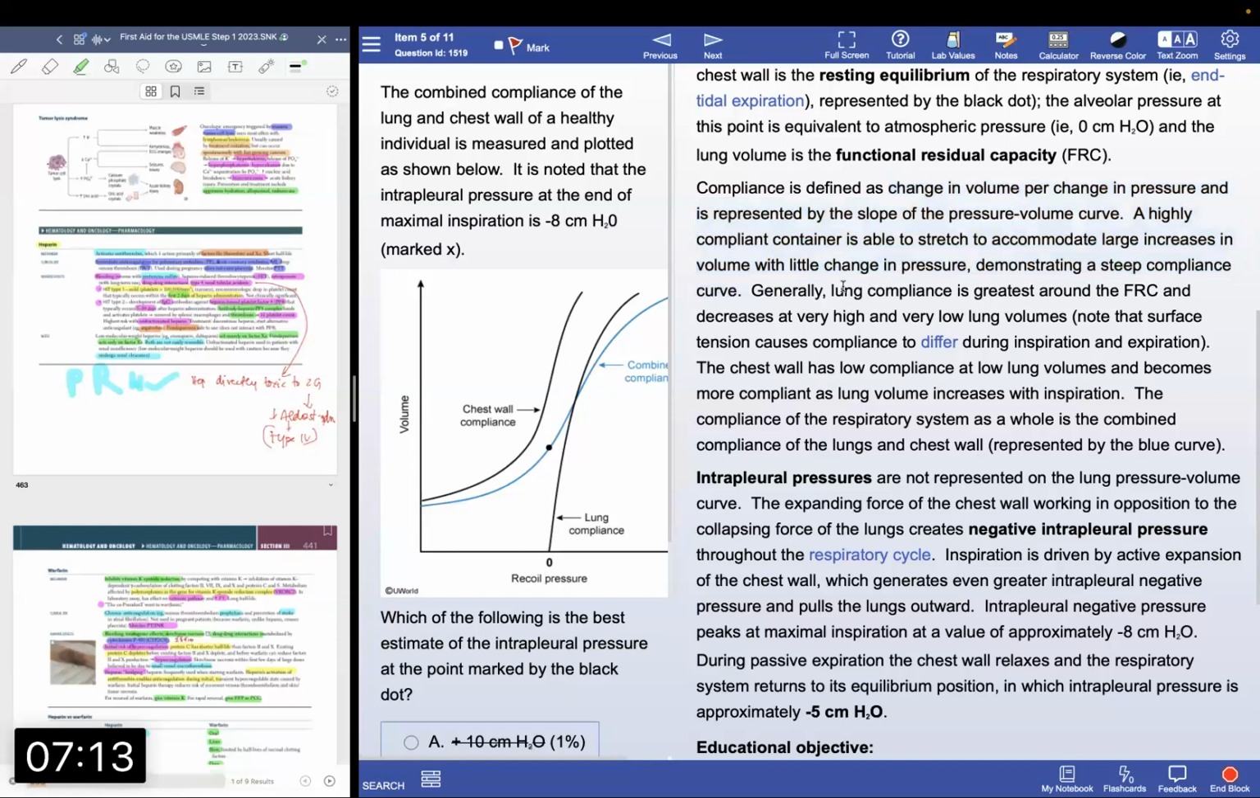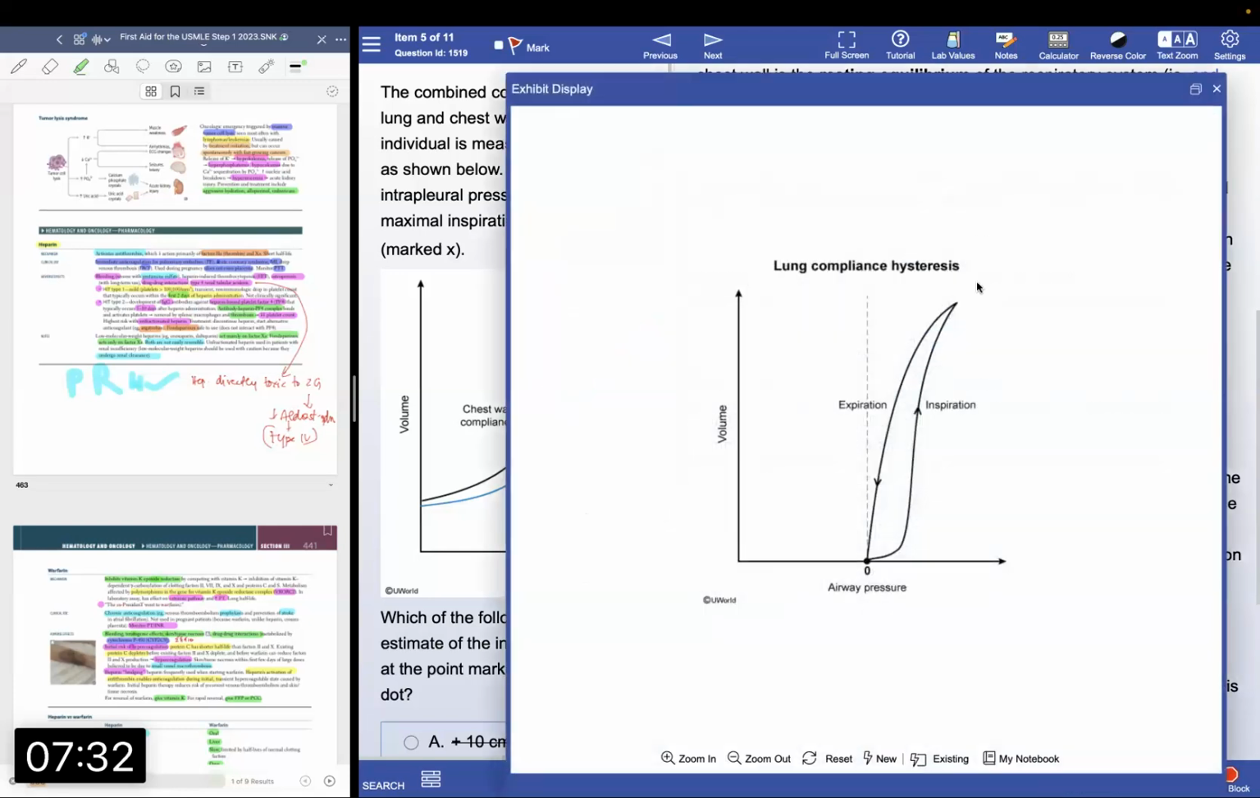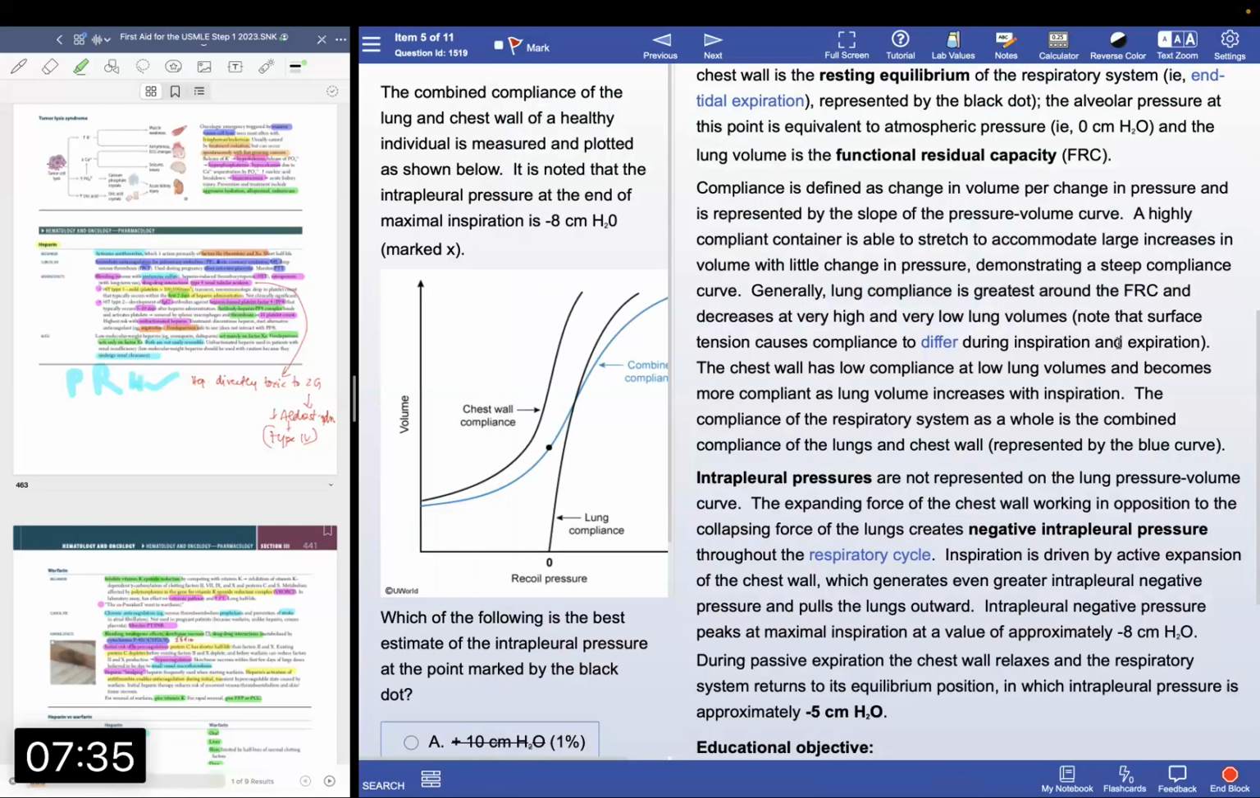Generally, lung compliance is greatest around the FRC and decreases at very high and very low lung volumes. So greatest around the FRC again. Note that surface tension causes compliance to differ during inspiration and expiration, which is a phenomenon known as hysteresis. We'll see it next. So the chest wall has low compliance at low lung volumes and becomes more compliant as lung volume increases with inspiration.